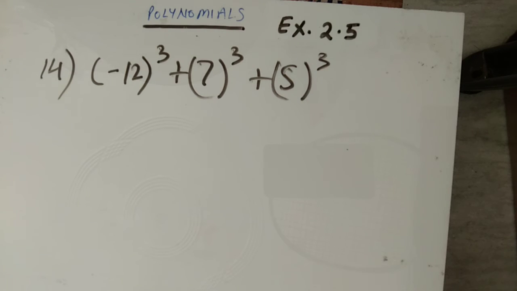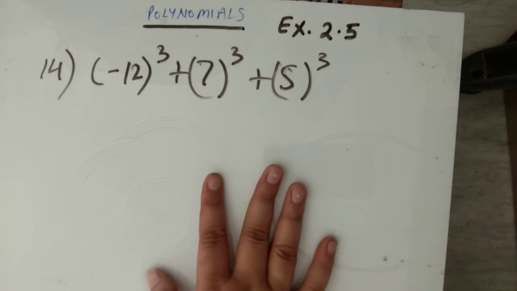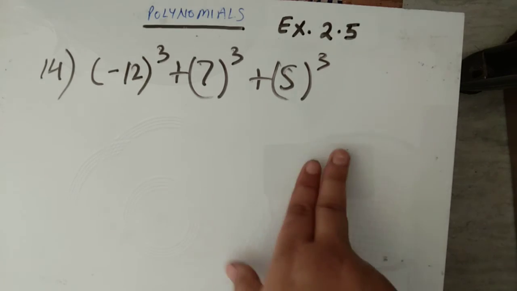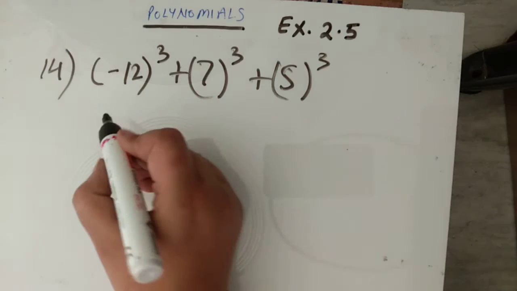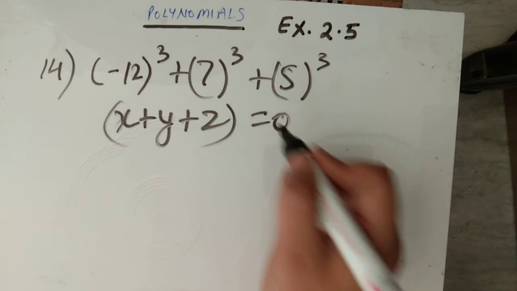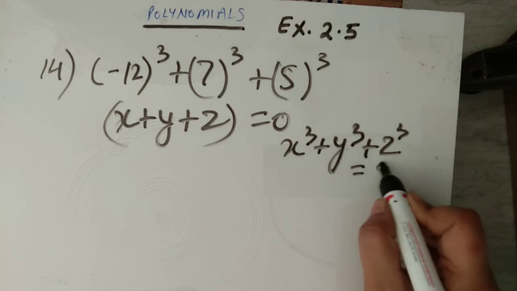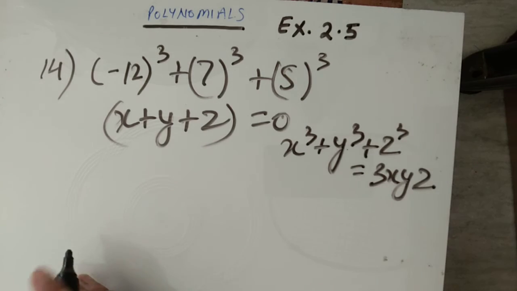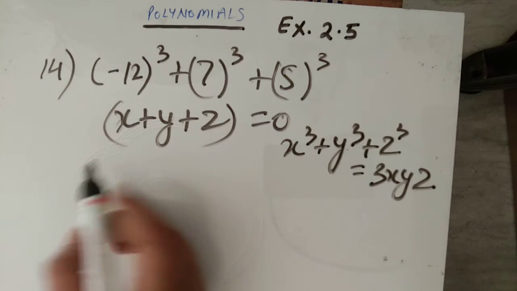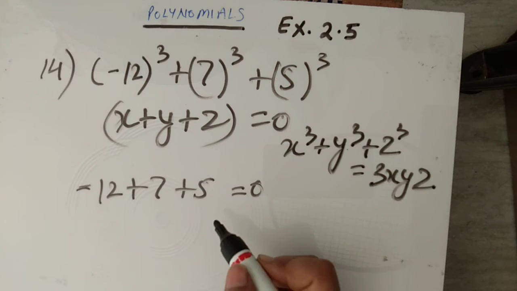For question number 14, this is given to you, and without calculating the cube, you have to find the value of this one. So see what it is, x cube plus y cube plus z cube. So what we studied in the previous question, that if x plus y plus z is 0, then x cube plus y cube plus z cube is 3xyz. So that we will check here. Okay, x is minus 12, y is 7, z is 5. So we will check minus 12 plus 7 plus 5, it is 0.